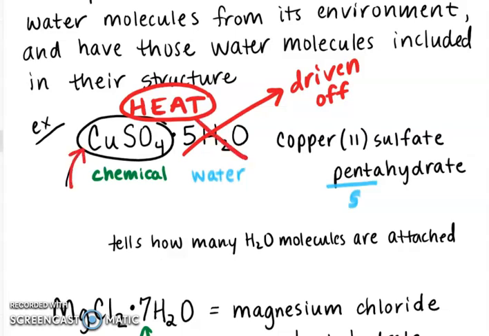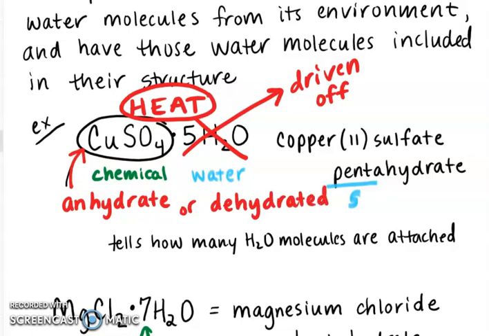And this is called an anhydrate, which means it doesn't have any water. Or sometimes we call it dehydrated. We took the water away. And I just want to show you a quick example of what that looks like.